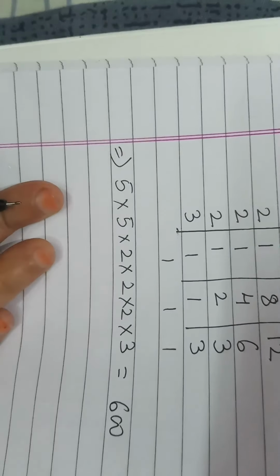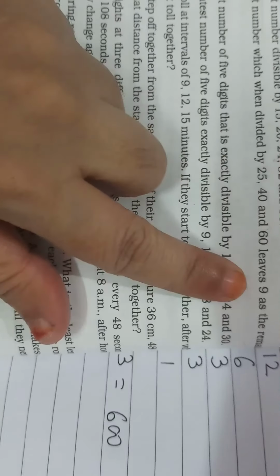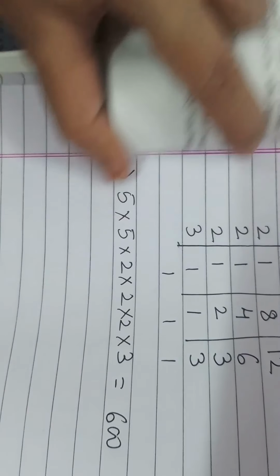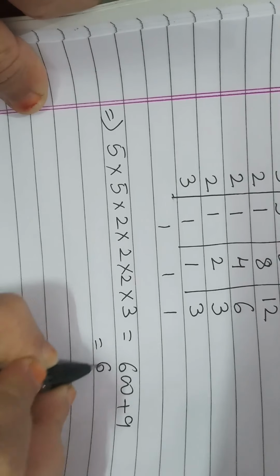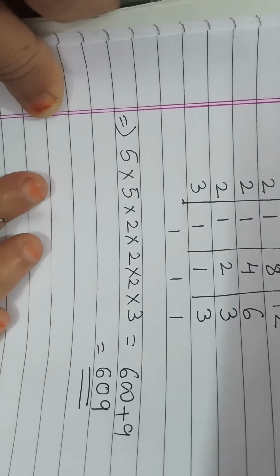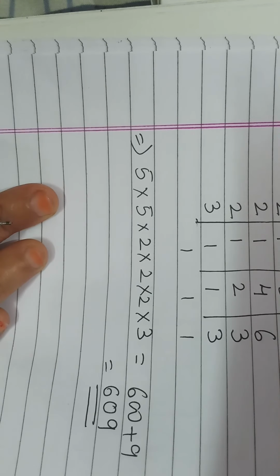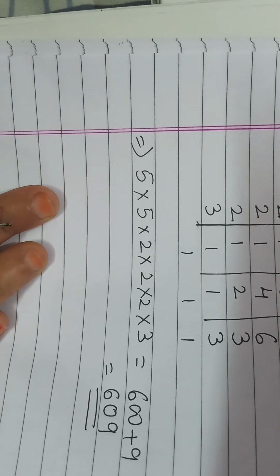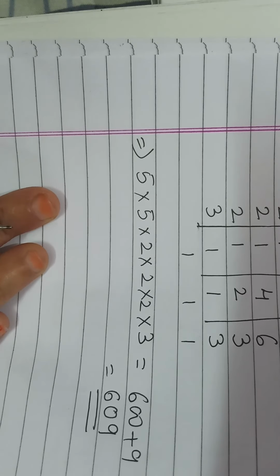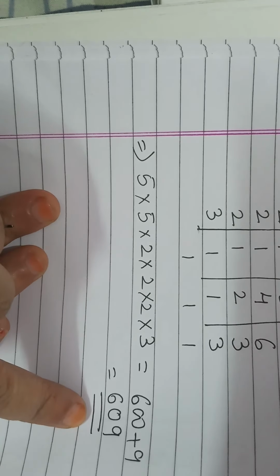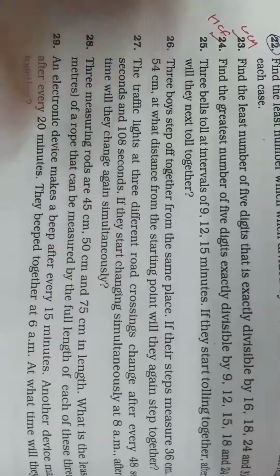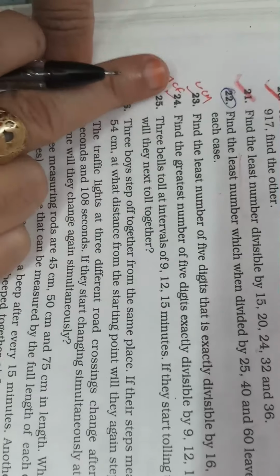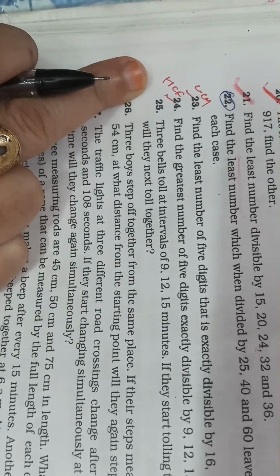Now what you will do? The remainder was given to you, that is 9? Yes or no? You will just add 9 to it and your answer will be 609. That means your answer to find the least number which when divided by 25, 40 and 60 leaves 9 as the remainder is 609. Okay. Now the next question. Now these two questions are very important. Question number 23 and 24. So just listen to it carefully.